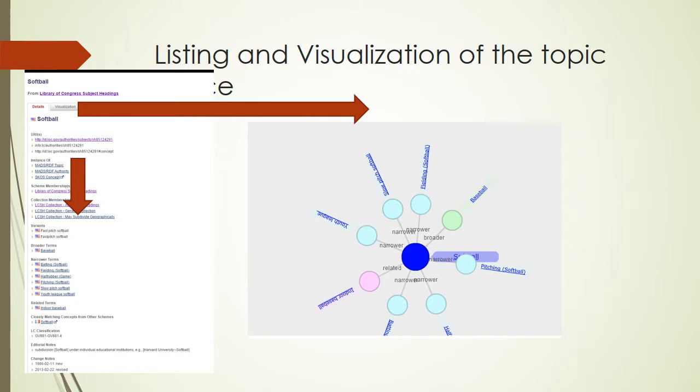You can see here softball is in the center. All of the narrower terms are sort of an aqua color. The broader term is green. The related term is pink. And there's that narrower term, pitching softball, which I think is a really much stronger choice for describing that book.